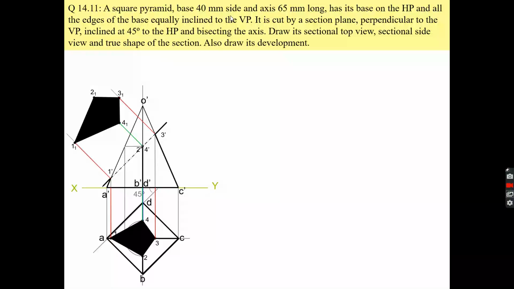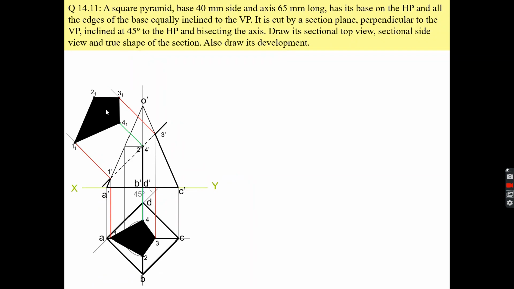A square pyramid, base 40 mm side, axis 65 mm long, has its base on the HP, and all the edges of the base equally inclined to the VP. It is cut by a section plane perpendicular to the VP and inclined at 45 degrees to the HP, bisecting the axis. Draw its sectional top view, side view, true shape of the section, and draw its development part.